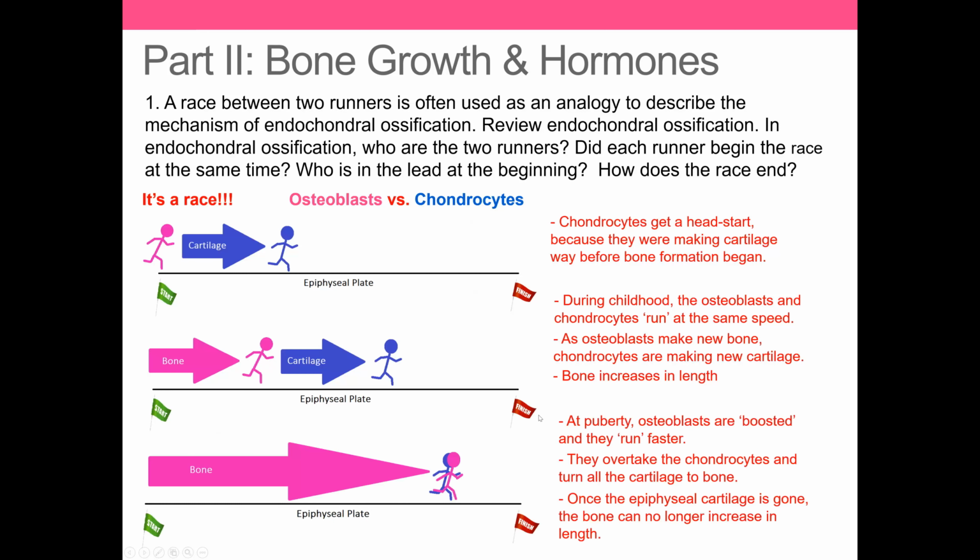But at puberty, the osteoblasts are boosted by the sex hormones and they run faster. So when puberty hits, the osteoblasts, shown in pink, are going to speed up. They're going to overtake the chondrocytes, and they're going to turn all of the cartilage to bone till we have no cartilage left at the epiphyseal plate. And once all of that epiphyseal cartilage is gone, the bone can no longer increase in length, because the osteoblasts have to have an area of cartilage that they're converting into bone. So now the bone is at its final adult length.